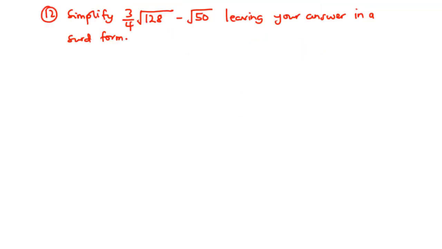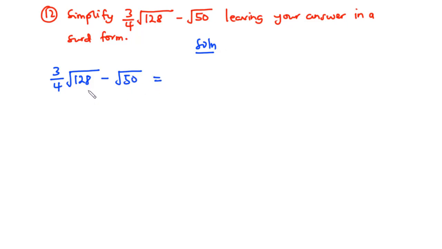So for question number 12, simplify 3 over 4 times square root of 128 minus square root of 50, leaving your answer in surd form. So simplify 3 over 4 times root 128 minus root 50, and then we are going to leave our answer in surd form. So let's solve this question. 3 over 4 root 128 minus root 50.